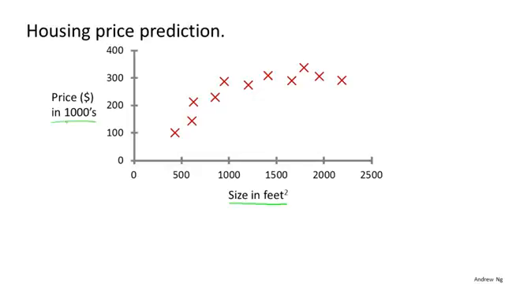So, given this data, let's say you have a friend who owns a house that is, say, 750 square feet, and they're hoping to sell the house, and they want to know how much they can get for it. So, how can a learning algorithm help you? One thing a learning algorithm might do is fit a straight line to the data, and based on that, it looks like maybe their house can be sold for about $150,000.